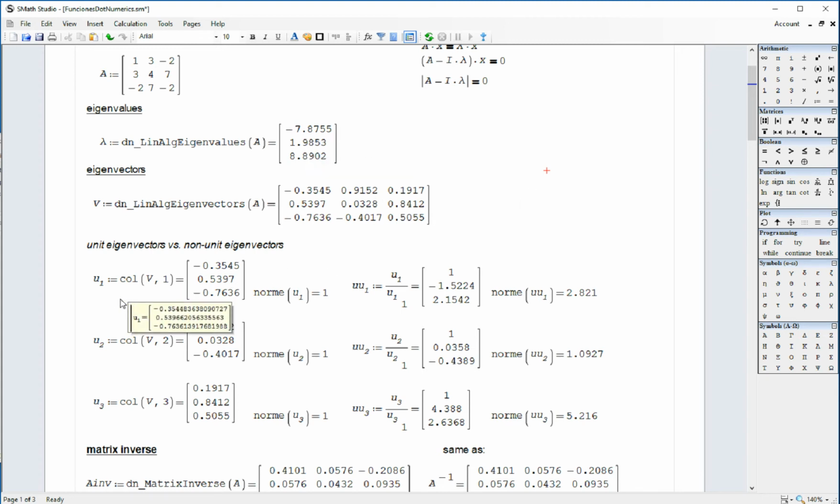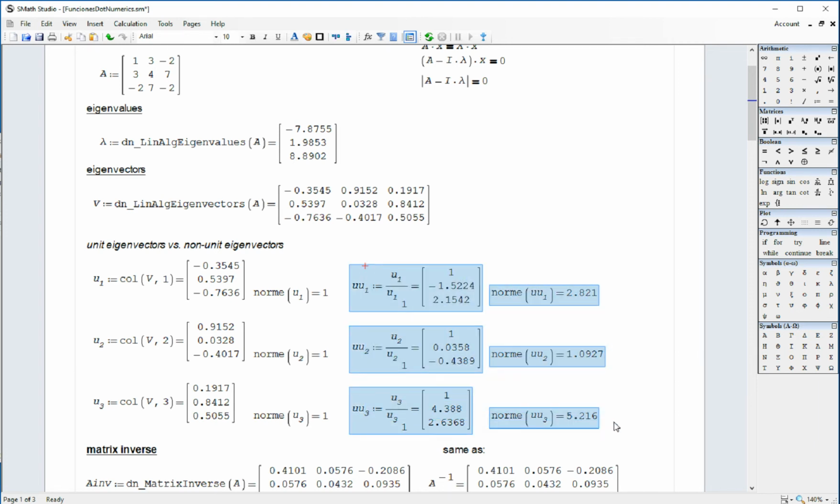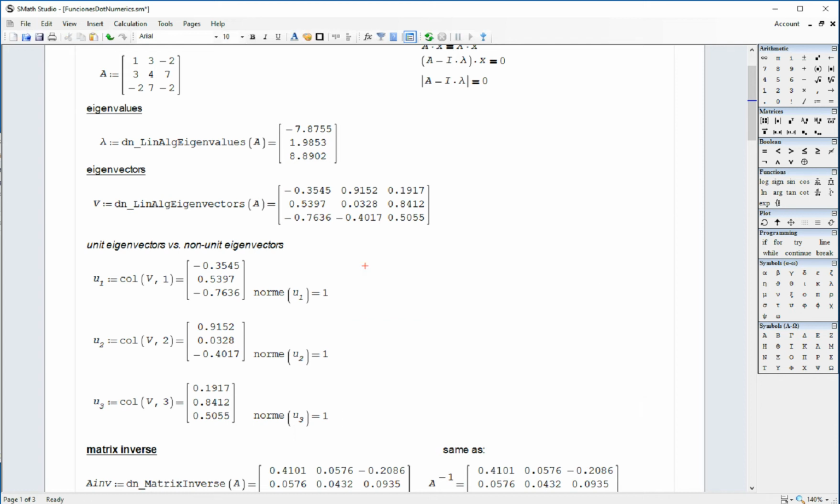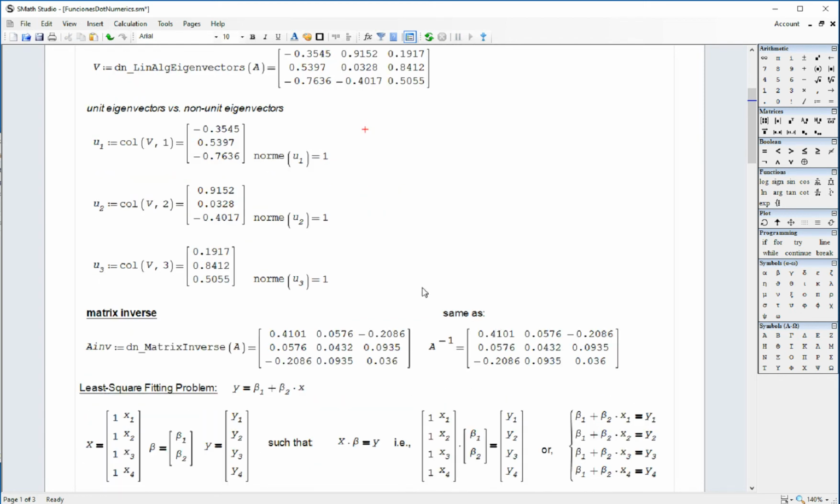I have extracted those columns in here, and they turn out to be unit eigenvectors. The norm, which is the Euclidean norm of each vector, is equal to 1. I was just checking something in here, so I'm going to delete those so it won't get confusing. But basically, the magnitude of this vector is equal to 1.